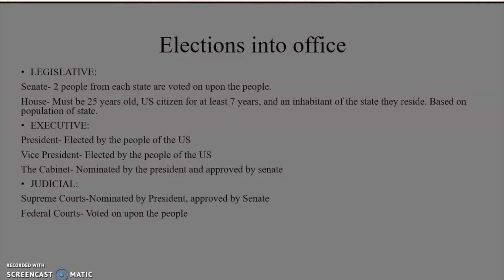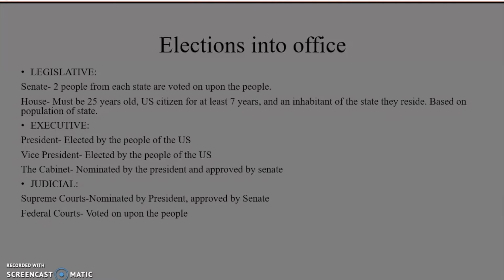Elections into office. Legislative. Senate. 2 people from each state are voted on by the people. House. Must be 25 years old, a U.S. citizen for at least 7 years, and an inhabitant of the state they reside in, based on population of the state.